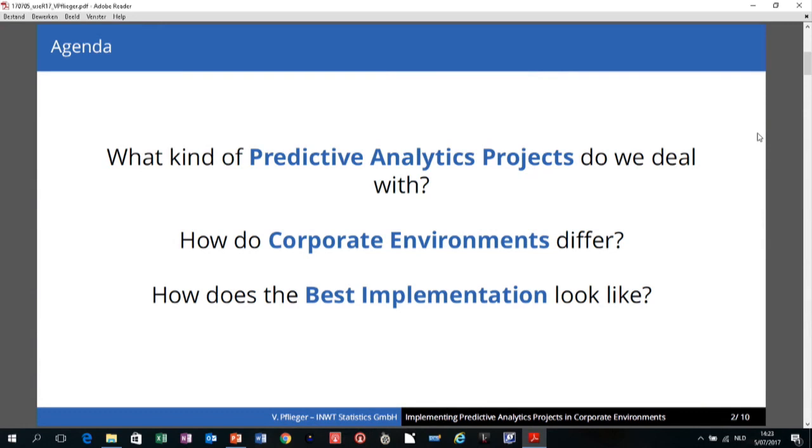There are 2 aspects that are really crucial about it. The first thing is, what kind of predictive analytics projects are we actually dealing with? And the other one is, how do the corporate environments differ? So based on those aspects, we decide how the implementation is going to look like.